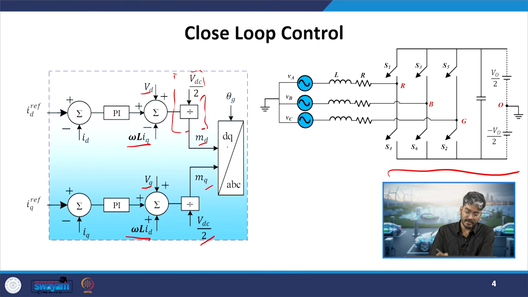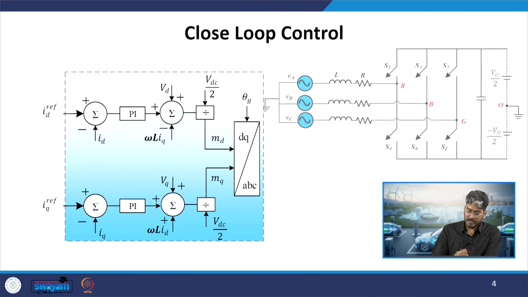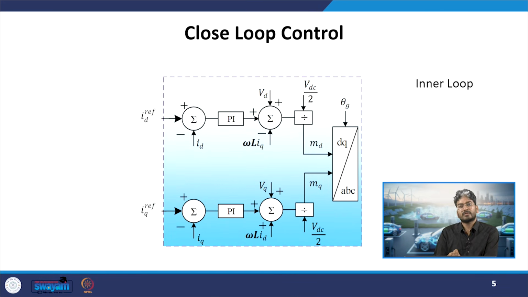So we will get a per unit output from this reference frame. Or else, if we are not dividing, we will get the actual values, based on whichever voltage rating, so our modulation indices MA, MB, MC will be in actual values. Now, this is just the inner control loop of our closed loop controller.